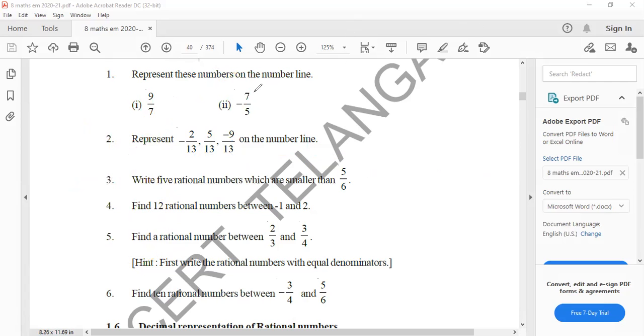Next is 7 by 5. Same, it is also more than 1. What value do you get? Tell me how to write the mixed fraction. Do it and tell me the answer. 7 by 5. Do it and tell me fast. Then minus 7 by 5: just take 7 by 5 and tell me, that's all. I'll take minus 7, what do I have to do? Tell me the answer fast. Let me try. Make it fast. What is the answer?